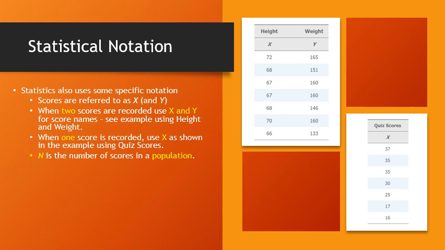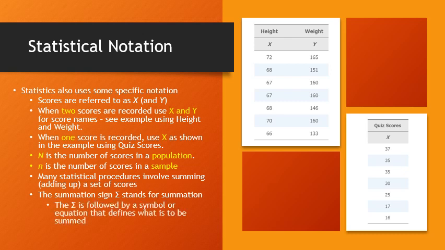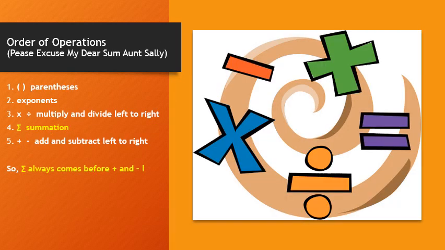N with a capital N is the number of scores in a population. Lowercase n is the number of scores in a sample. Many statistical procedures involve summing or adding up a set of scores. The summation sign sigma stands for summation. It means add them up. The summation is followed by a symbol or equation that defines what is to be summed up.